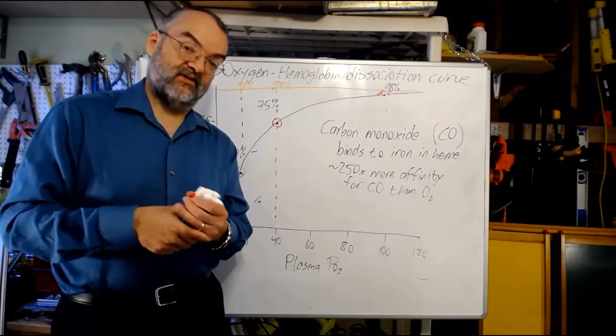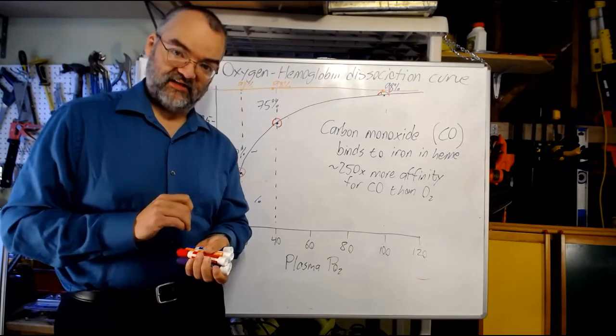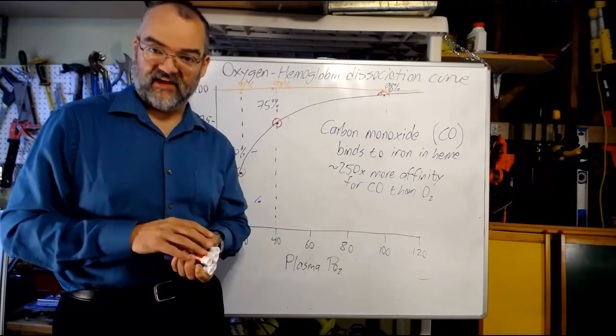So our next thing we're going to talk about is how carbon dioxide is carried in the blood, and what that does with hemoglobin, and some other aspects of that. So we'll get to that in just a moment.